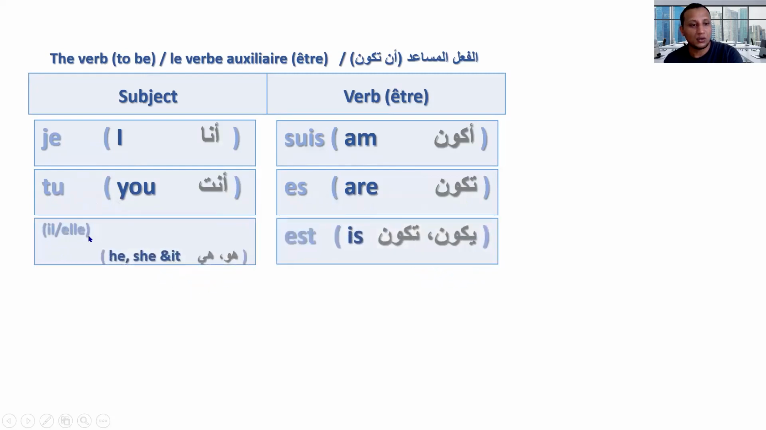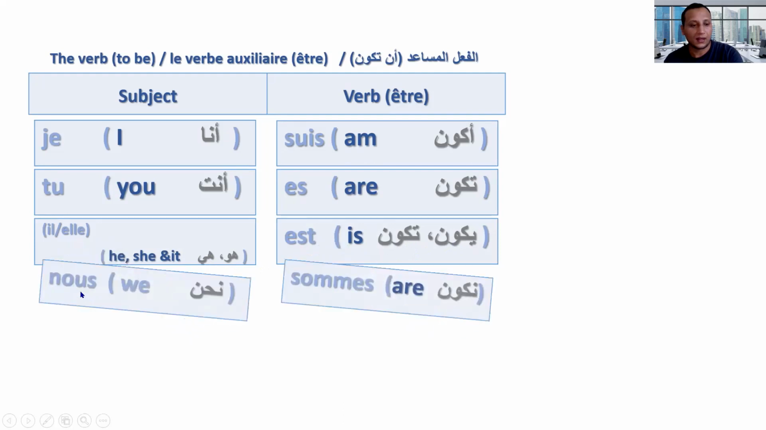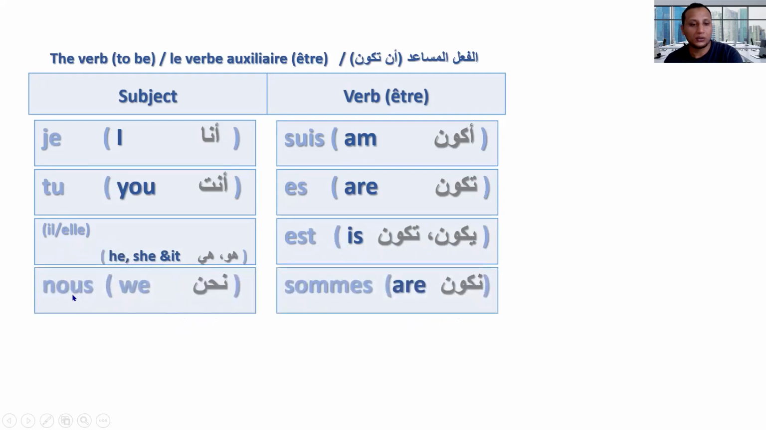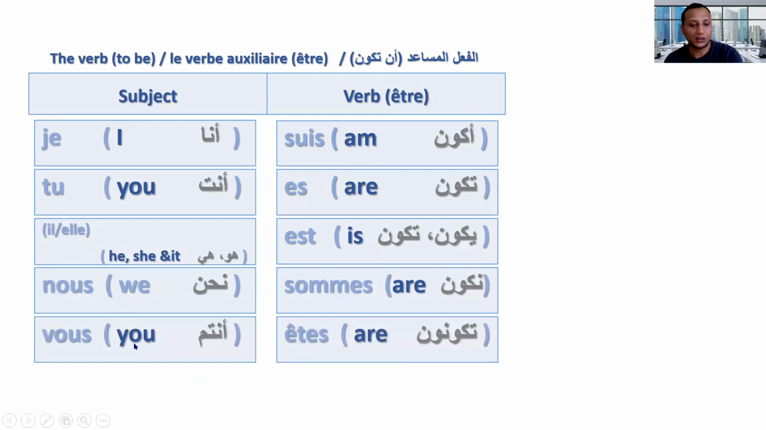Next, il ou elle est, he, she, and it is. In French, il ou elle, il est, elle est. In Arabic, هو أو هي, هو يكون, هي تكون. Nous sommes, we are, نحن نكون. Vous êtes, you are, أنتم تكونون.